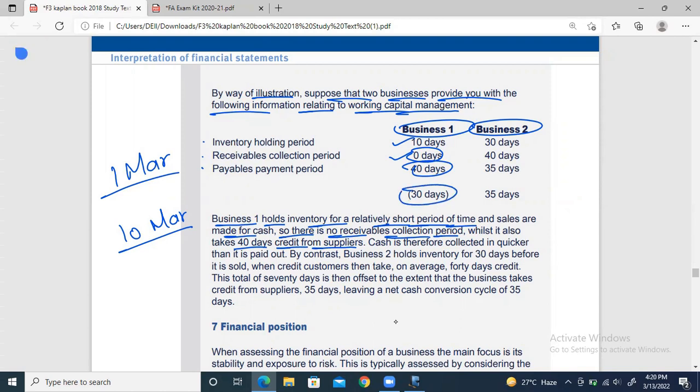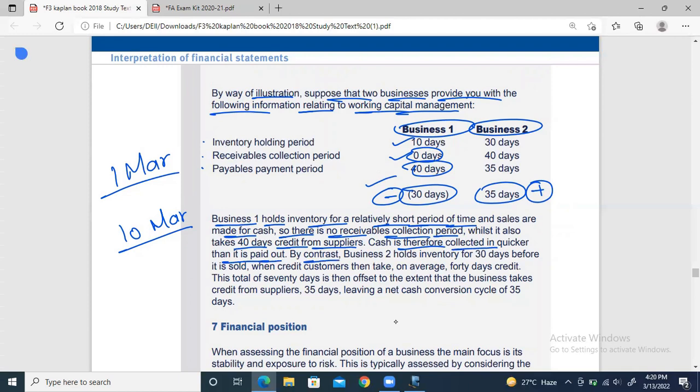And I told you the shorter the cash conversion cycle answer is, the better it is. You can see 35 days is a longer answer, and this is the shorter answer. So in this case, business one is better. Cash is therefore collected quicker than it is paid out.